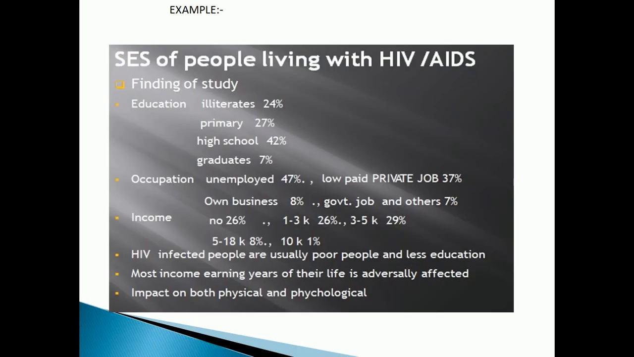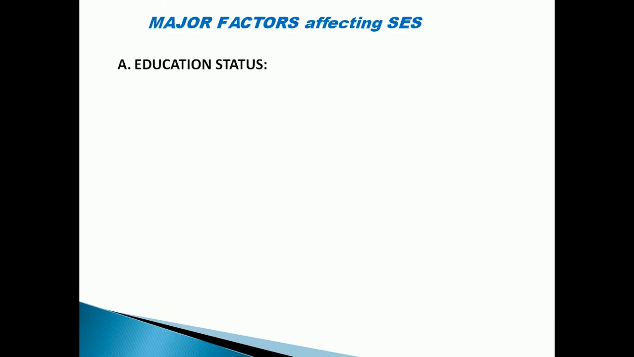Just an example I am giving here: this is a study done to know the socioeconomic status of people living with HIV/AIDS in a particular area. How do we represent it? What are the findings of that study? Like education, occupation, income. We have to represent it like this. Suppose persons are illiterate in 24%, primary 27%, high school, and so on. I am just giving examples of how to represent that study, after the result is coming.